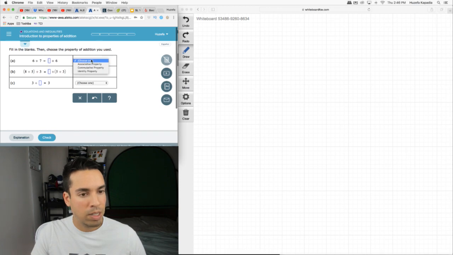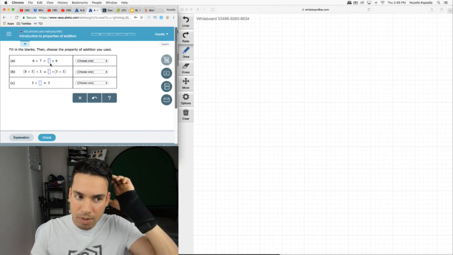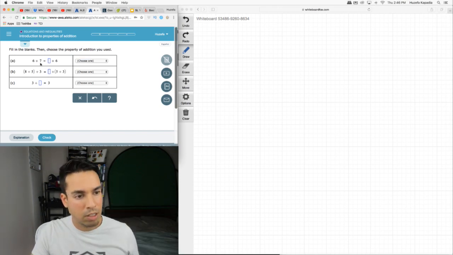Okay, so first of all, let me explain associative, commutative, and identity. This one is, first of all, let's fill in the numbers. So we're trying to make true statements. 6 plus 7 equals what plus 6? It's got to be 7. 8 plus 5 plus 3 in parentheses like this has to equal also an 8 plus 5 plus 3.